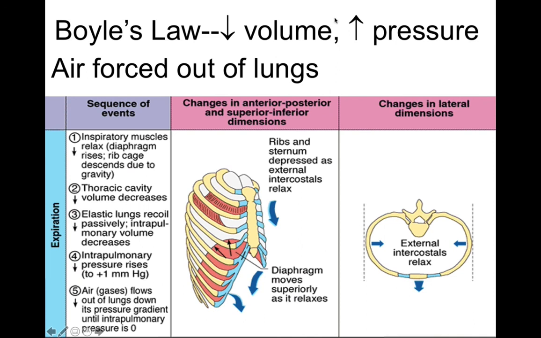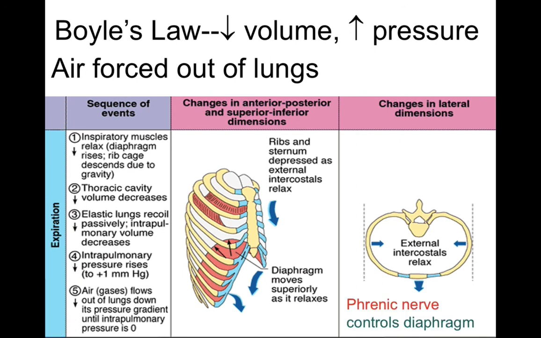When intrapulmonary volume decreases, that's going to increase intrapulmonary pressure. Since we're decreasing the volume and pushing back up into the lungs, the pressure of the air inside of the lungs is going to go up. As the intrapulmonary pressure rises, it's eventually going to become greater than the atmospheric pressure. And now we have another pressure gradient that is set up. Since the pressure inside of the lungs is now higher than the atmospheric pressure, the pressure gradient points back out of the lungs. Just as we saw with inspiration, air is going to flow down its pressure gradient until the intrapulmonary pressure is once again at zero, equal with the atmospheric pressure.